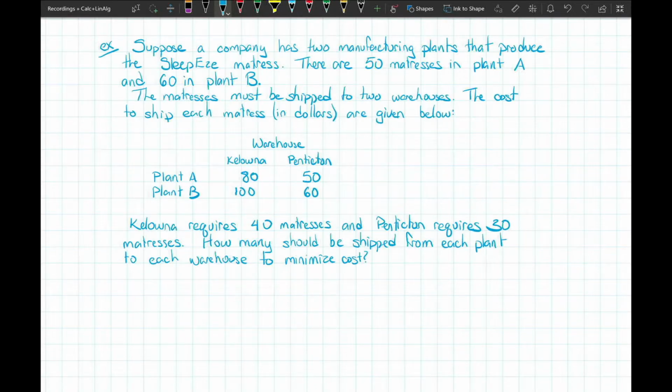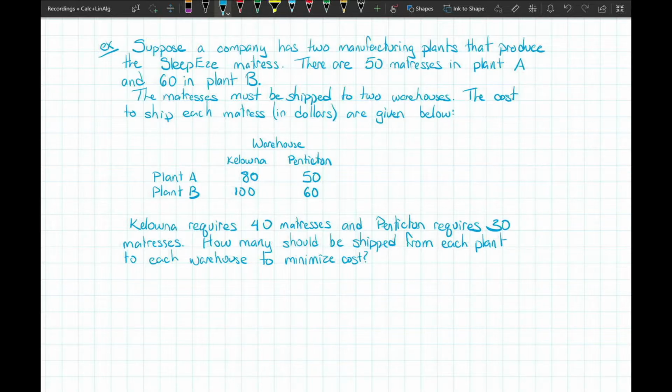Okay, here's an example. Suppose we have a company that manufactures Sleep Ease mattresses, and they have two manufacturing plants. Let's just call them Plant A and Plant B. Now, Plant A has 50 mattresses in stock, and Plant B has 60. Now, the mattresses need to be shipped to their warehouses, and it will cost a varying amount to ship each mattress from one plant to one warehouse.